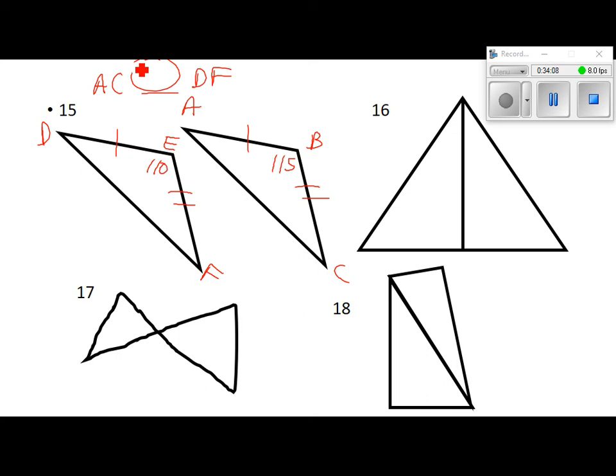So AC and DF. AC is right here, DF is right here. Well, DF's across from a 110 degree angle, AC is across from a 115 degree angle. So what's that tell us about segment AC? It's longer. It's got to be bigger, got to be longer. Which symbol goes in here then? Greater than? Everybody agree with that? So write that in that little blank there.